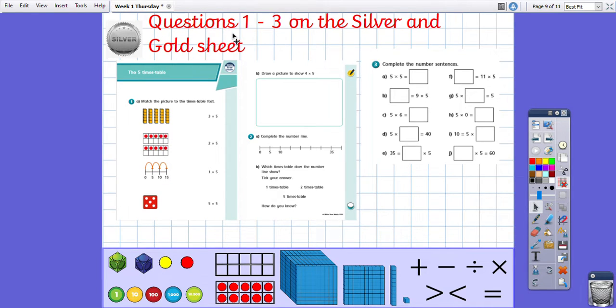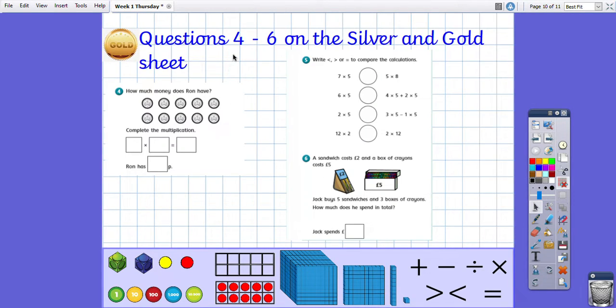Silver, you are doing questions 1, 2 and 3 on the silver and gold sheet. You've got to match the picture to the fact, then you've got to draw a picture, it could be something like this, to show 4 times 5, complete the number line, and then which times table does the number line show, and then tell me how you know. Write a sentence to tell me how you know. And then number 3, you've got to complete the number sentences.